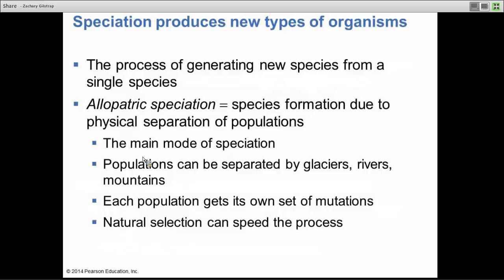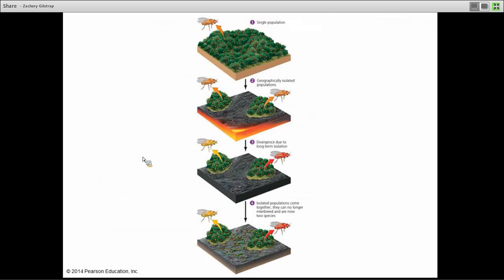Speciation provides new types of organisms. The process by which new species are generated is termed speciation. The main mode is generally thought to be allopatric speciation, whereby species form from populations that become physically separated over some geographic distance. When a mutation arises in the DNA of an organism in one of these newly isolated populations, it cannot spread to other populations.